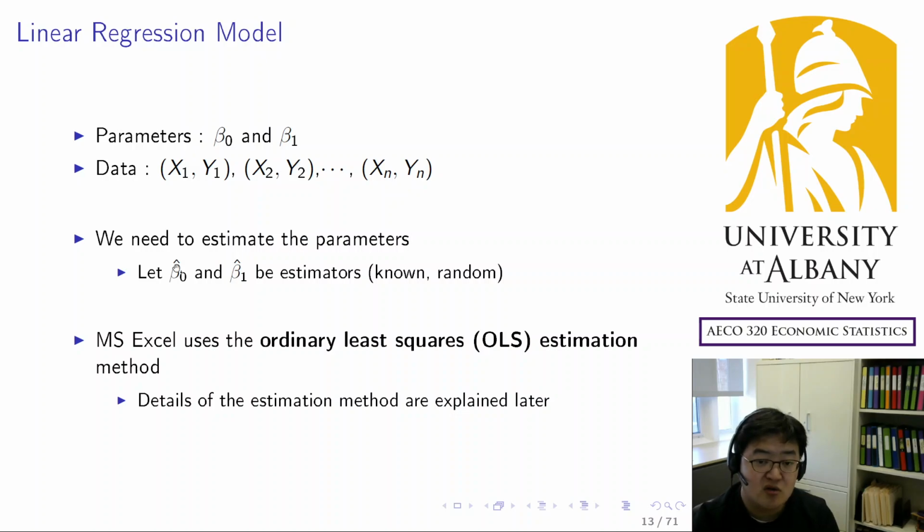Remember, we put a hat on top of the parameter to represent its estimator. And of course, the estimators are known. That is, you must be able to calculate them from the data. That's the definition of the requirement for an estimator. But they are random. That means if you regenerate a new set of data, then those numbers could be different. So they are known and random.